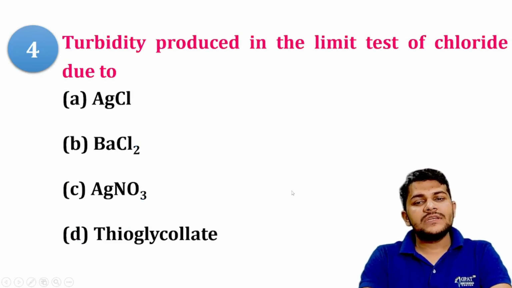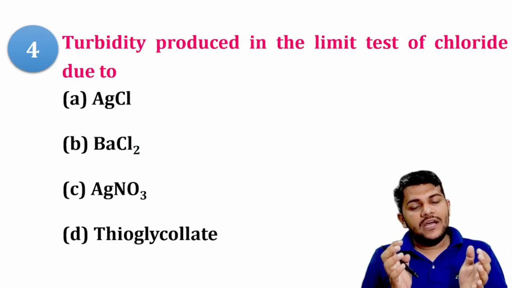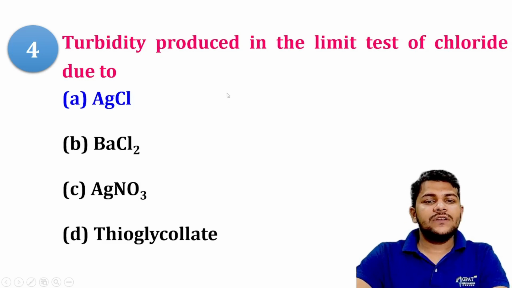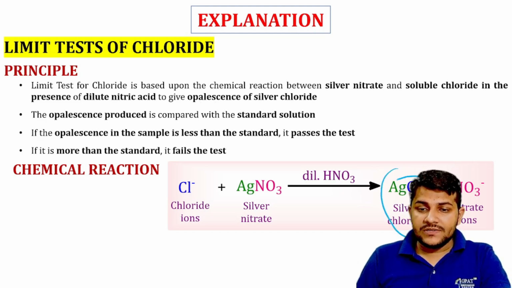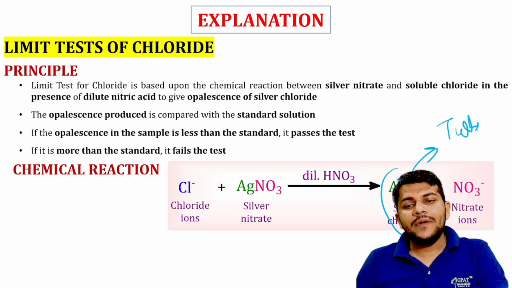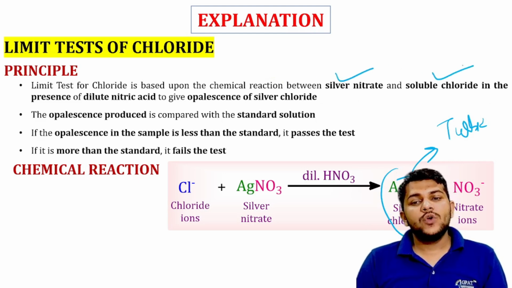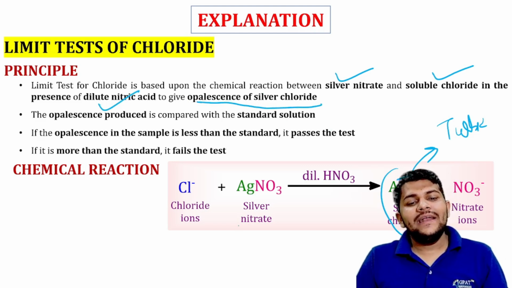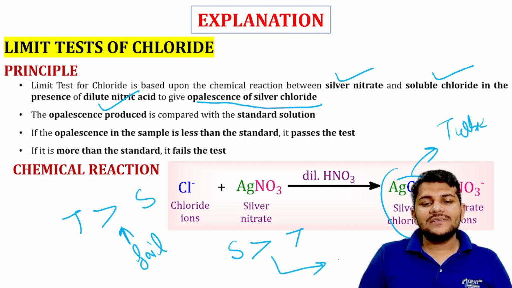Next, the turbidity produced in the limit test of chloride is basically due to the reaction of chloride with AgNO3, silver nitrate, and at the end there is formation of AgCl precipitate. Silver chloride precipitate forms and gives the turbidity. The limit test of chloride is based on silver nitrate and soluble chloride, in the presence of dilute nitric acid, producing the opalescence of silver chloride. If the test sample is more turbid than the standard, it fails the limit test. If the standard is more turbid than the test, it passes the limit test.